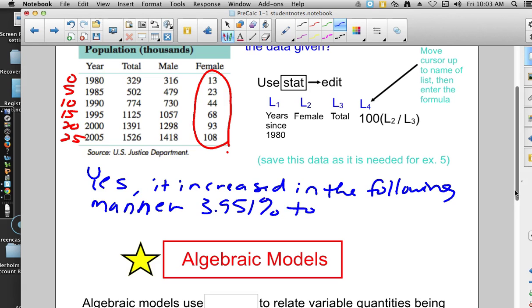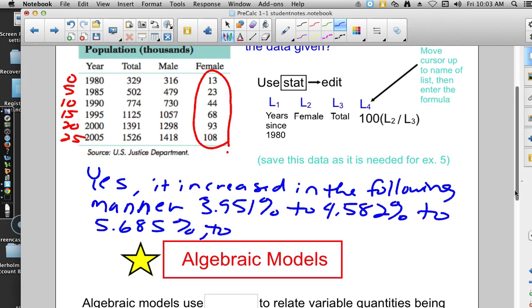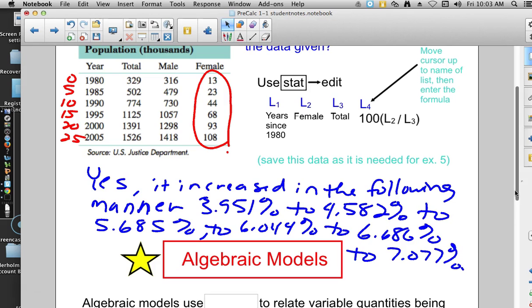3.951% to 4.582% to 5.685% to 6.044% to 6.686% to 7.077%. Notice we're given specifics here.